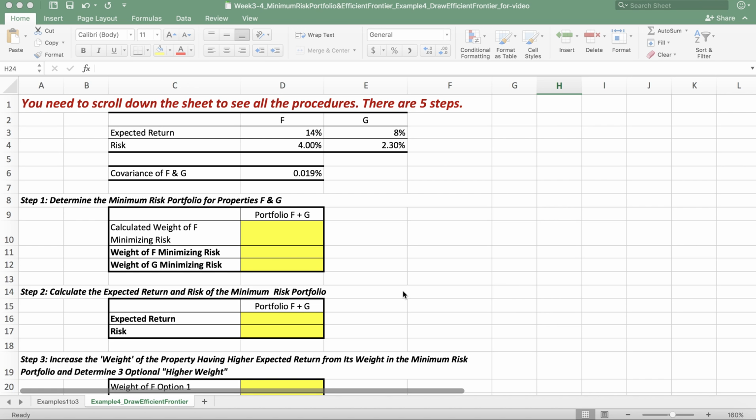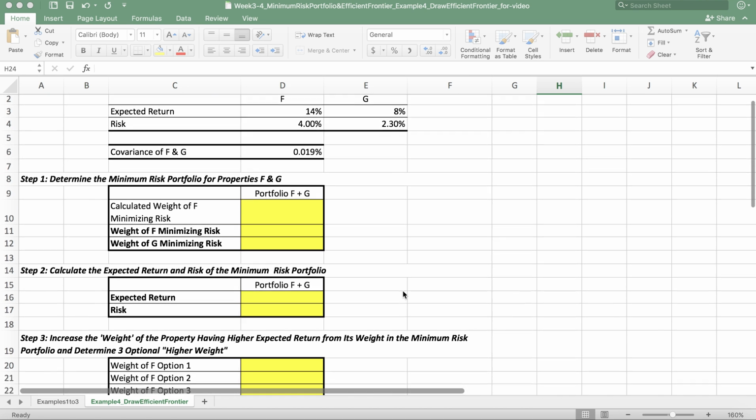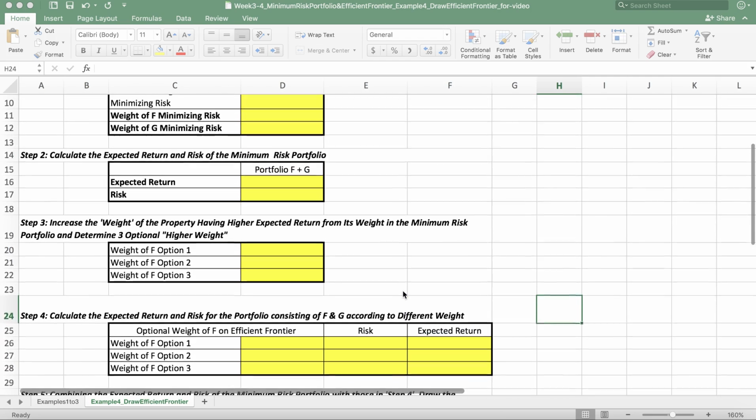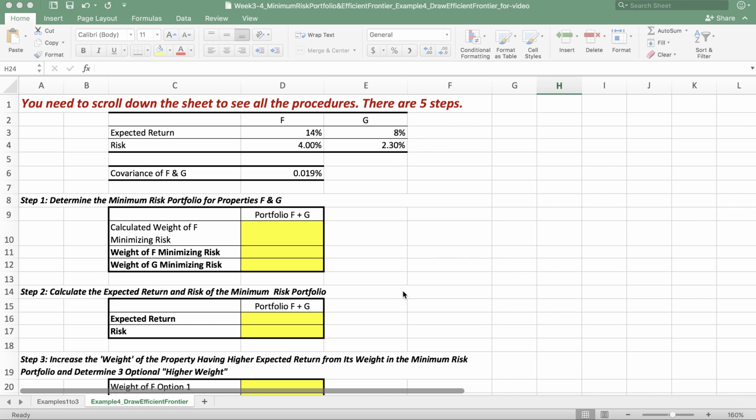Before you start watching this video clip, I highly recommend you watch an earlier video clip about the general concept of efficient frontier. In that earlier video clip, it illustrates the general steps of drawing an efficient frontier. The present video clip, following the same general 5 steps of drawing an efficient frontier, is for investment properties F and G.